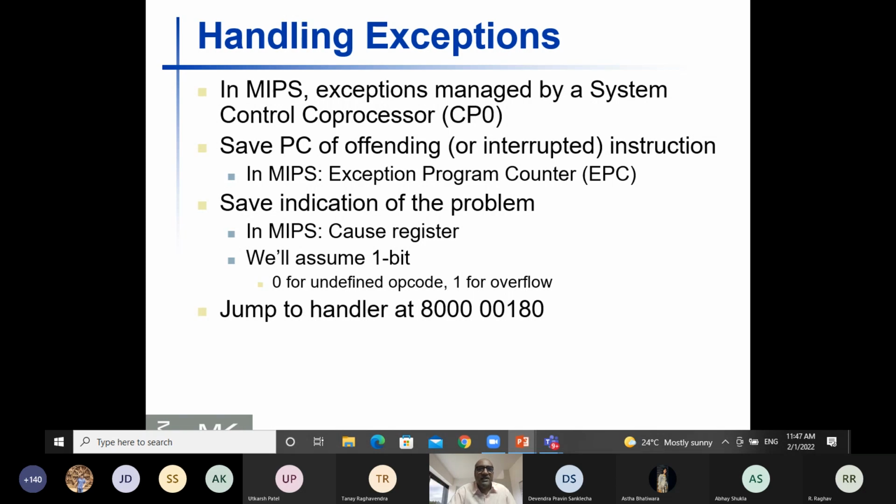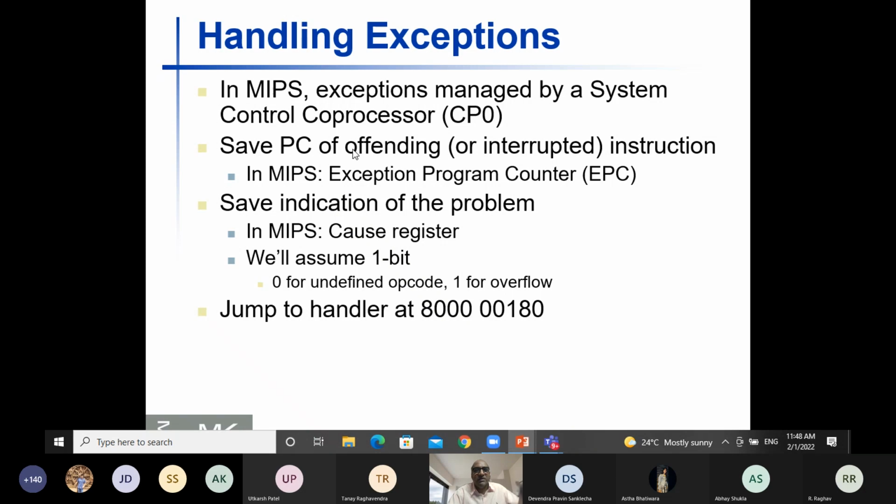For handling these exceptions, the MIPS exceptions are managed by another processor along with the normal CPU, known as the system control processor. It provides certain registers and other information for the service routine, like a register known as the EPC, the exception program counter.